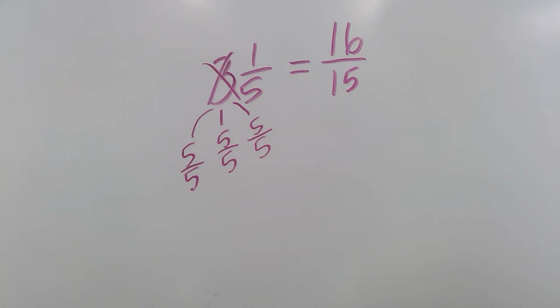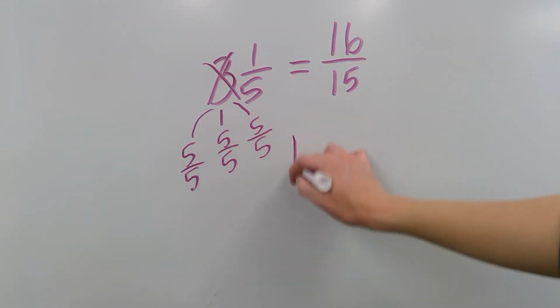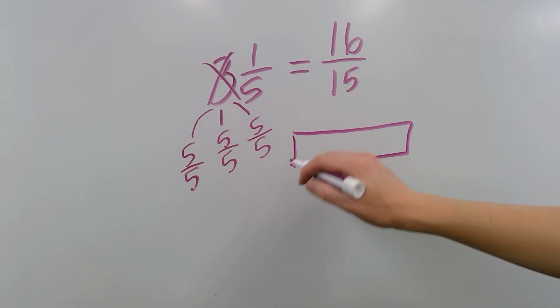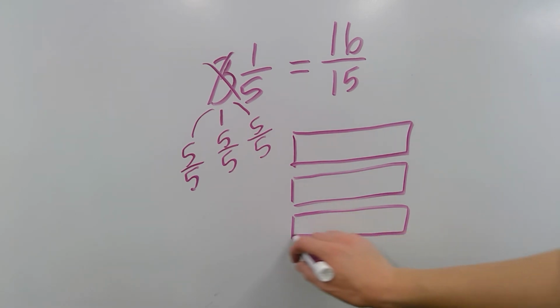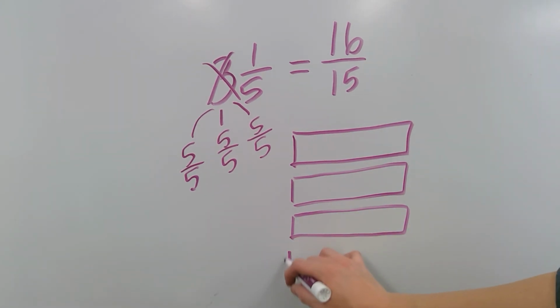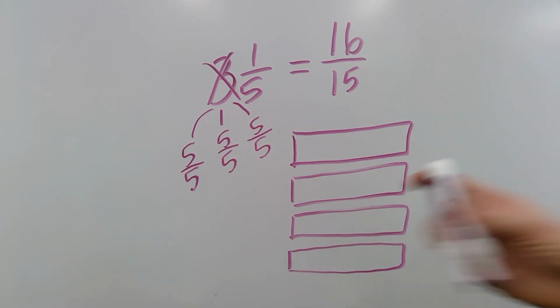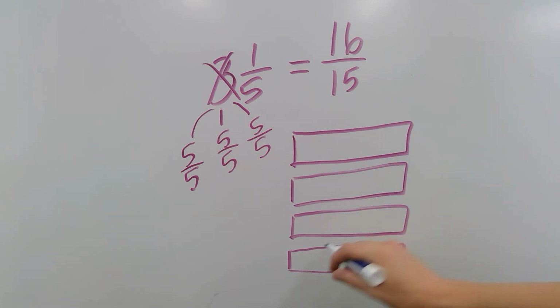16 fifths. Or if I wanted to see it in a picture, I have 1 whole, 2 wholes, 3 wholes, and on the last one I only have 1/5.